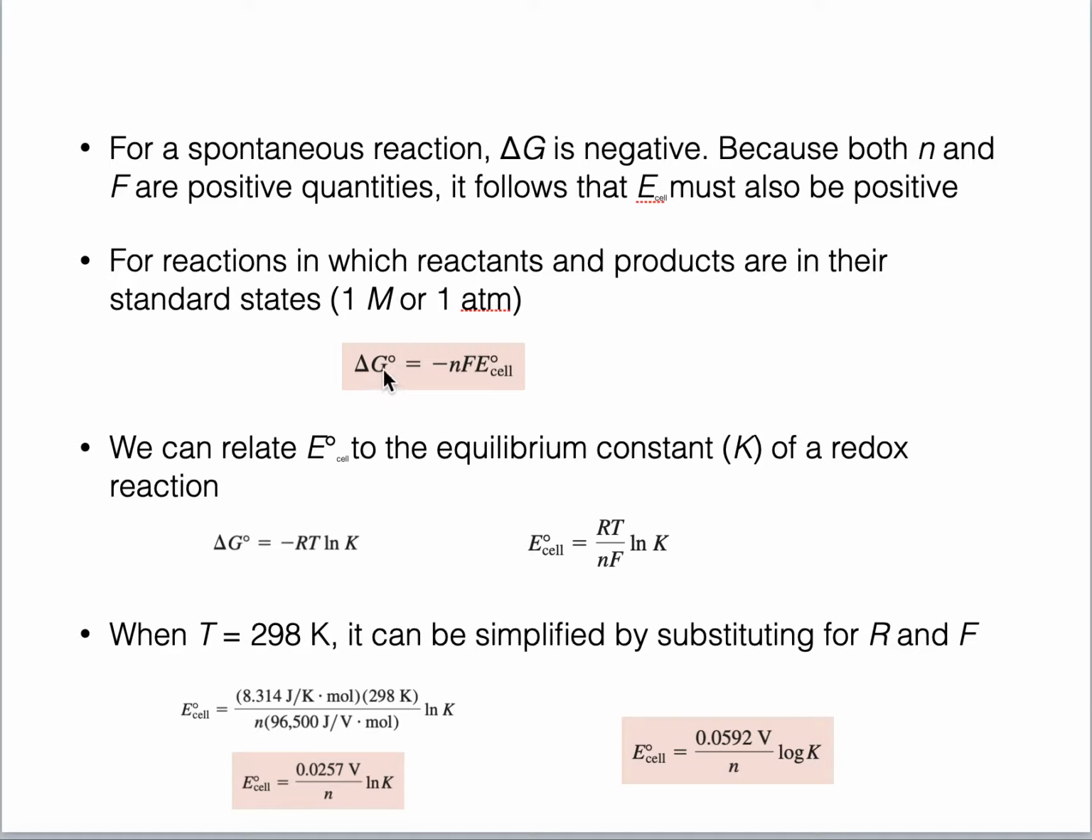Here we can see that E cell is related with change in free energy, and here E cell is related with equilibrium constant. So if we know E cell, we can find the change in free energy. If we know equilibrium constant, we can find the potential, or if we know the potential, we can find the equilibrium constant, vice versa. Provided one is unknown and other parameters are known, we can find the unknown.